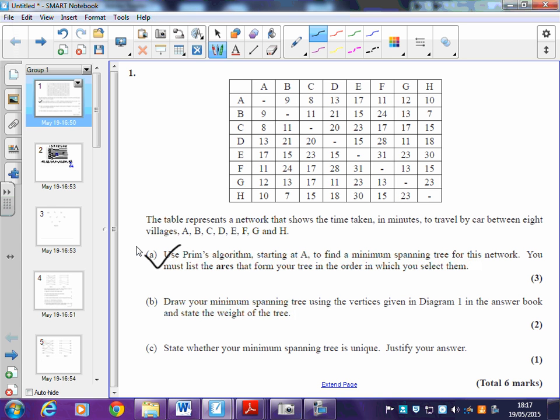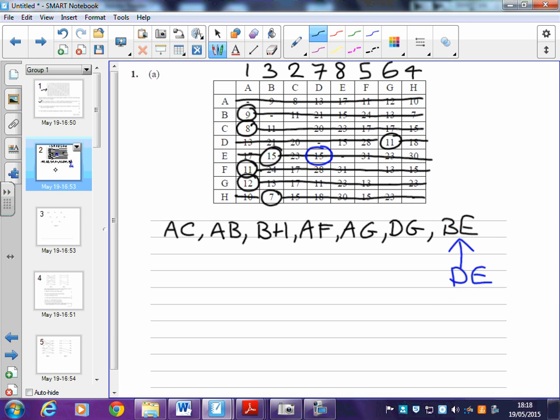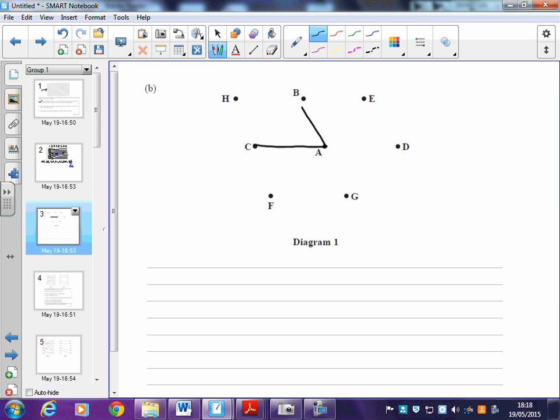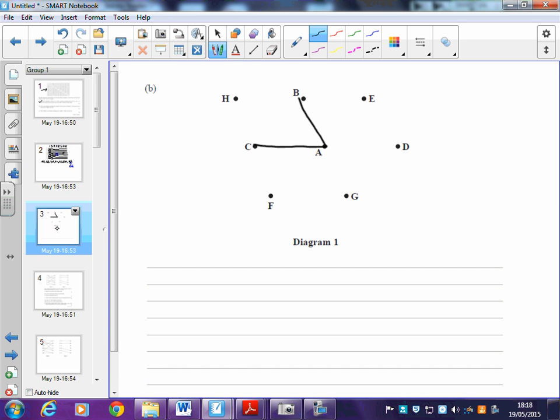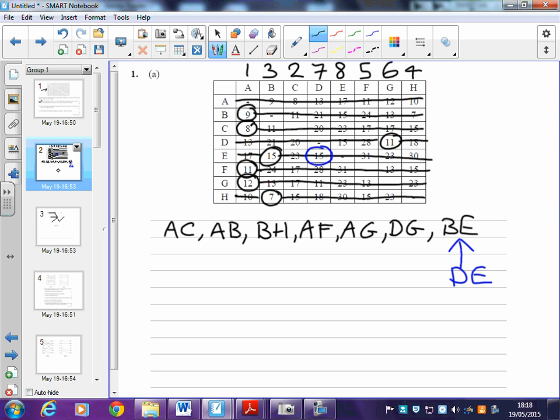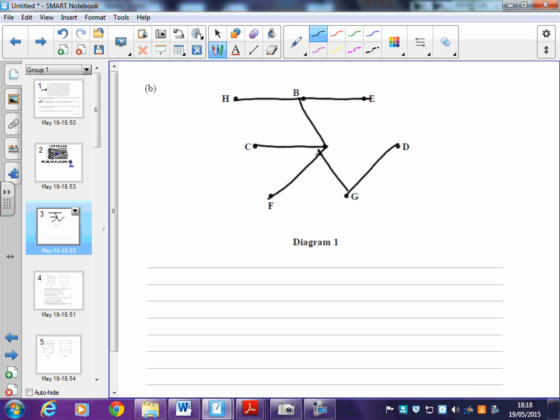Okay, part B, draw your minimum spanning tree using the vertices given in diagram 1 in the answer book and state the weight of the tree. Again, just make sure you actually do it on diagram 1, and just to emphasize, don't do it on this diagram here. Make sure you've definitely done it in the answer book. So we need to add on these arcs that were just selected. I've got AC and AB, DH and AF, BH and AF, AG and DG, those two there. And then at the end, I selected the BE, but you could have had DE as well. Drawn on my BE, it looks like that.